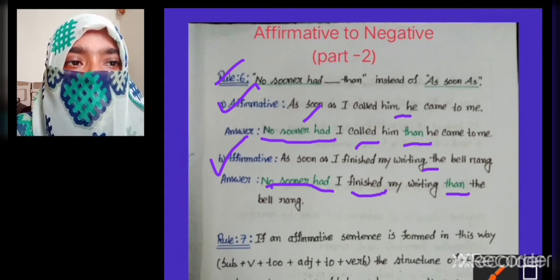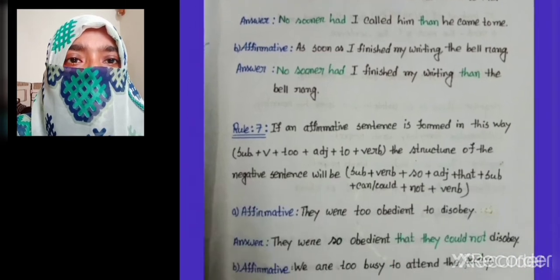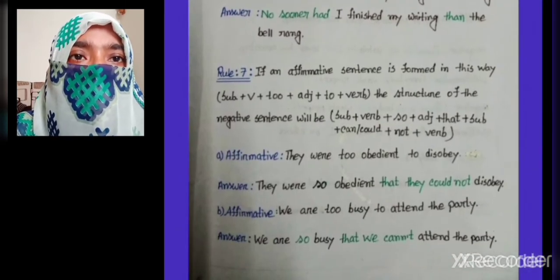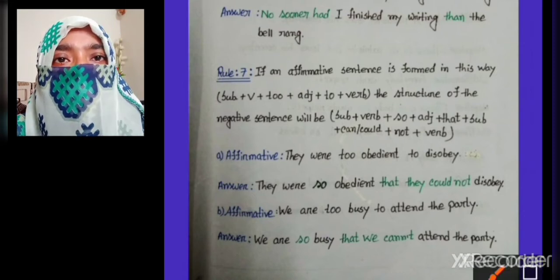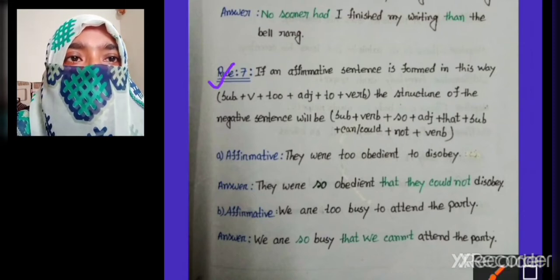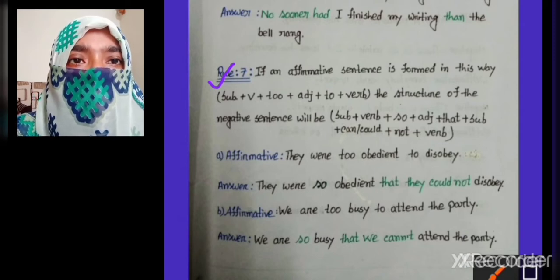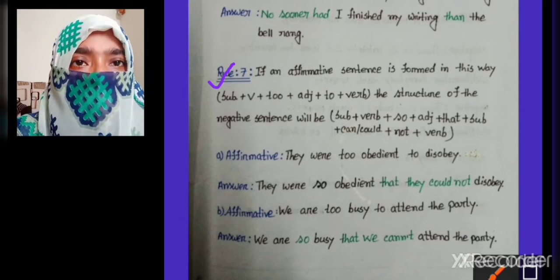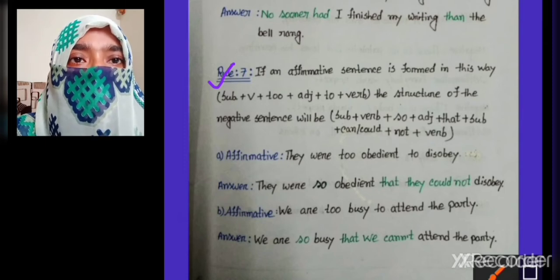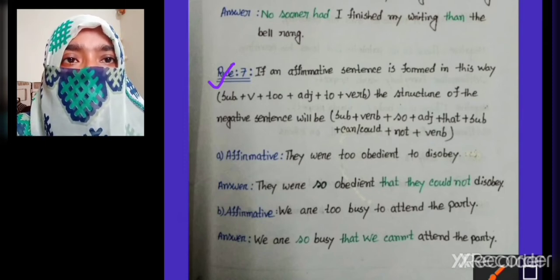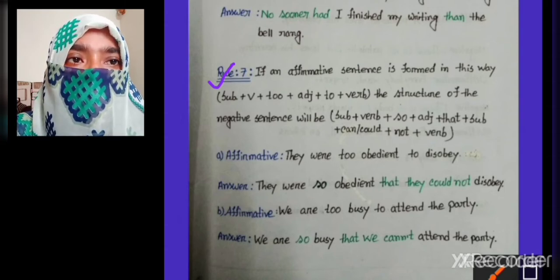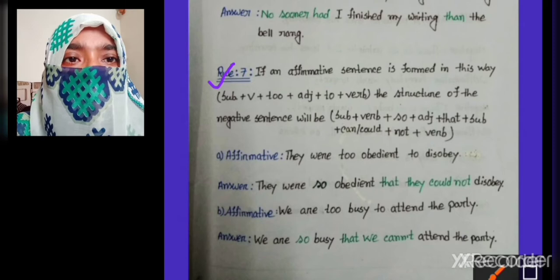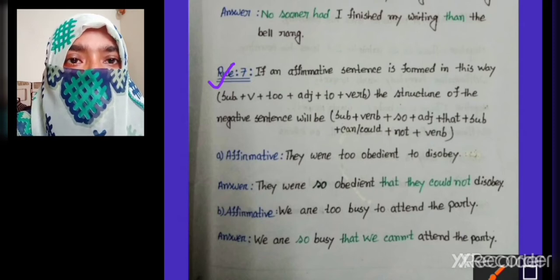Now come to rule number 7. If an affirmative sentence is formed in this way, that means if the structure of an affirmative sentence is subject, then verb, "too", adjective, "to", then verb, the structure of the negative sentence will be... it will be easy for you if you notice the example.